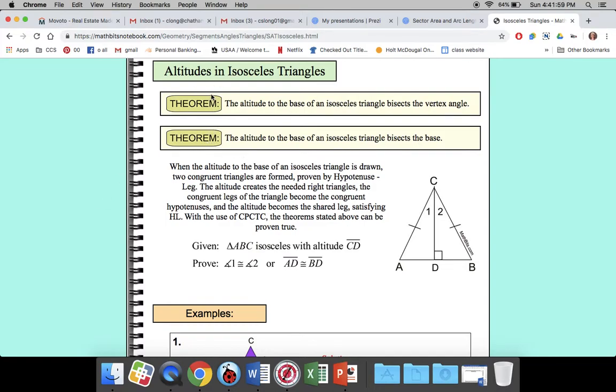In an isosceles triangle, the altitude to the base of an isosceles triangle actually bisects the base. So if you have an isosceles triangle and you drop down an altitude, it will bisect the base. What does it mean to bisect something? It means to slice it in half.